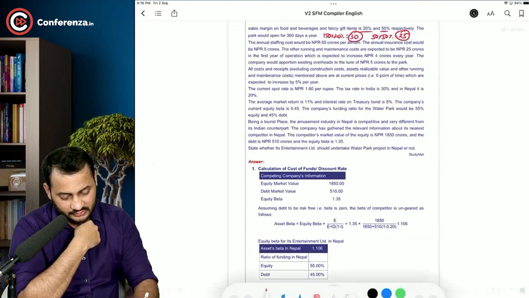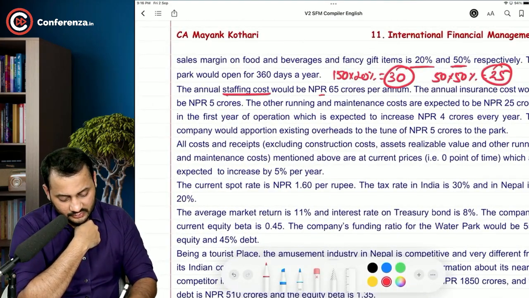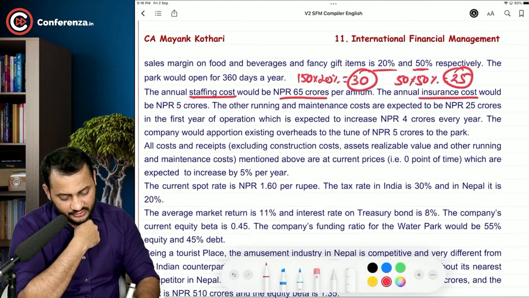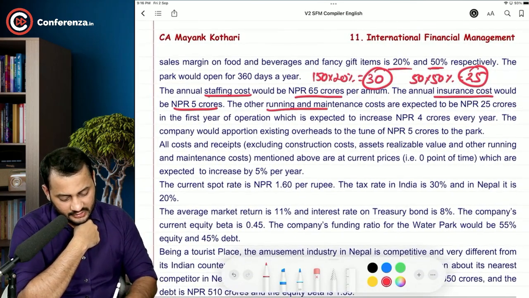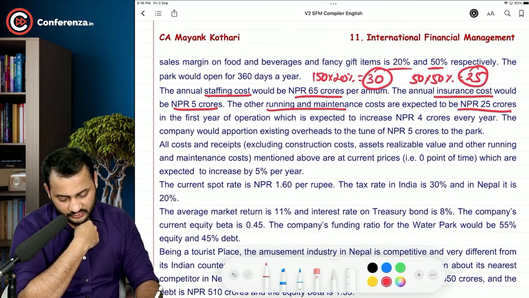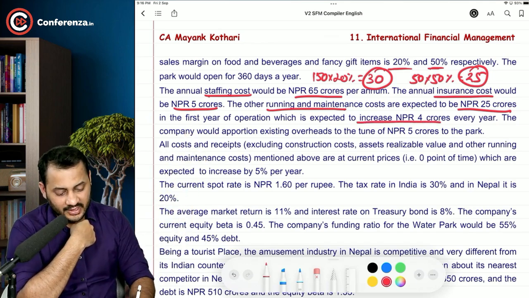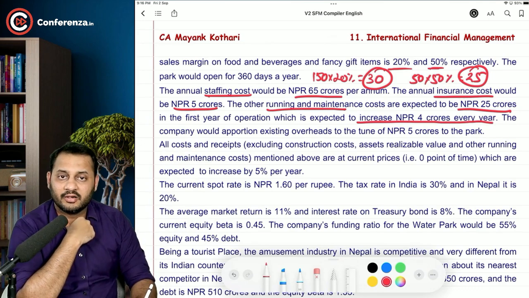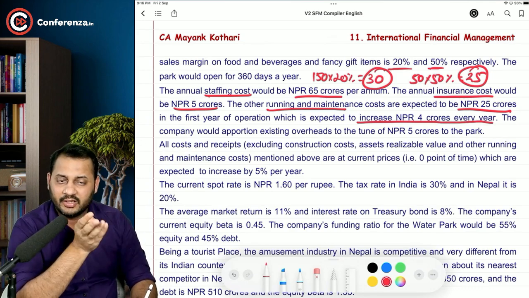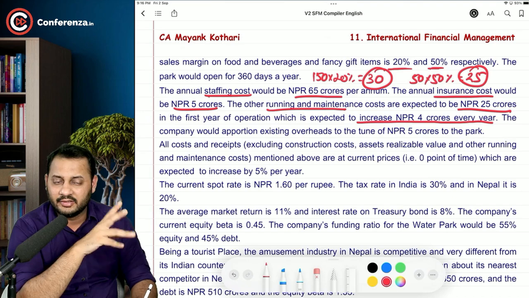Staff cost, there are some costs involved. 65 crore. Insurance cost 5 crore. Running and maintenance will cost 25 crore in the first year of operation, which is expected to increase by 4 crore every year. Running and maintenance: 25, 29, 33 and 37.